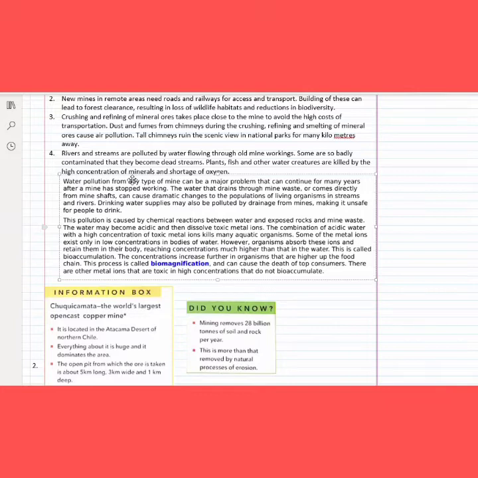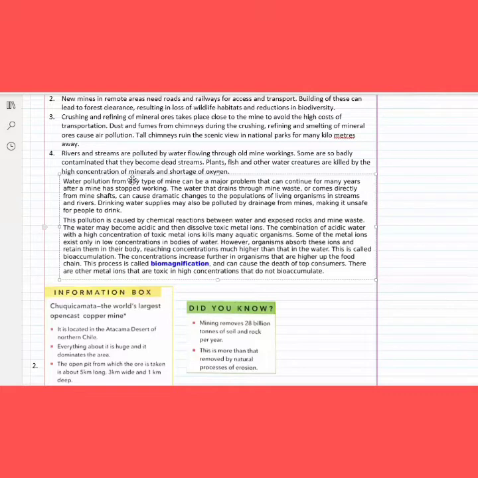Again, we also saw that photograph in which when the land becomes barren, the rate of surface runoff is going to increase, right? And eventually, surface runoff ends in rivers and may carry all those toxic metals along with it, and it's going to contaminate the water resources as well, right? Now, this pollution is caused by chemical reactions between water and exposed rocks in mine workings. The water may become acidic and then dissolve toxic metal ions. The combination of acidic water with a high concentration of toxic metal ions kills many aquatic organisms.